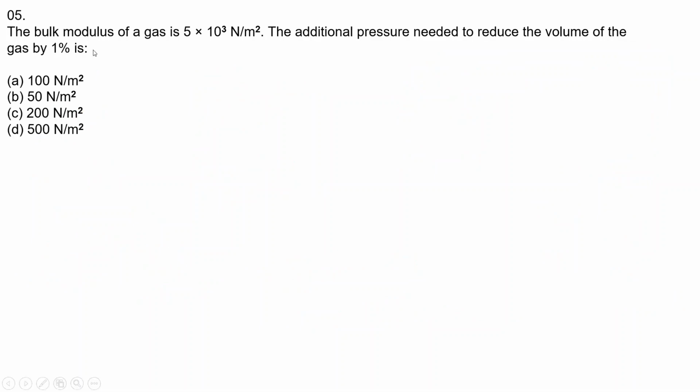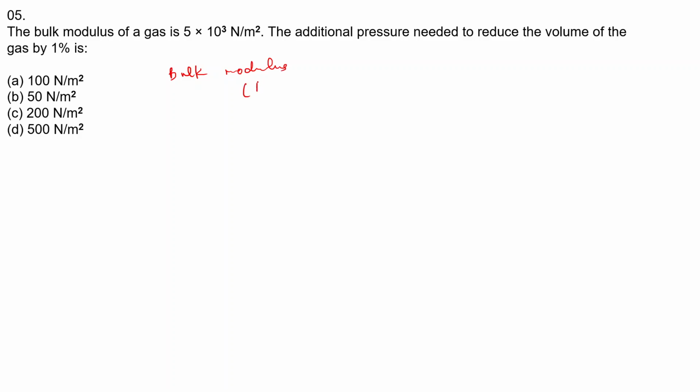The question is: the bulk modulus of a gas is 5 times 10 to the power 3 Newton per meter square. The additional pressure needed to reduce the volume of the gas by 1% is? So this is the question on bulk modulus. Till now we were doing questions based on Young's modulus, where there was a change in the length of the material. Now bulk modulus means there is a change in the volume of the material.